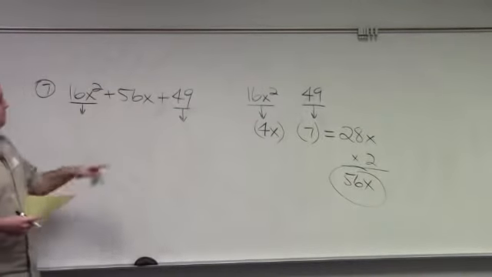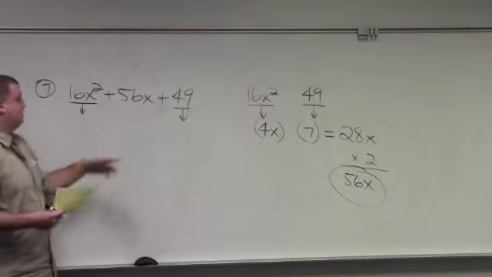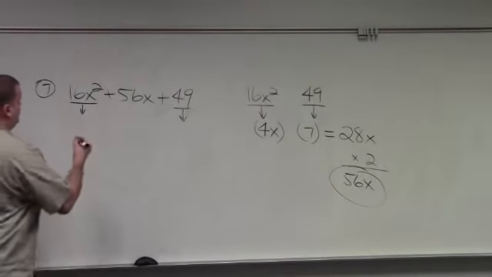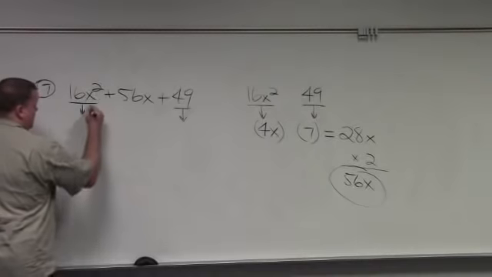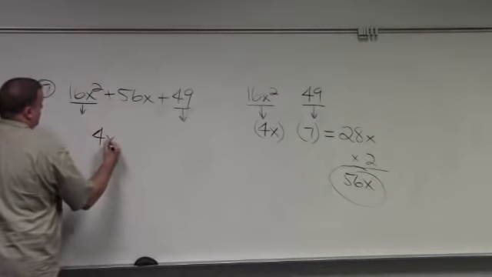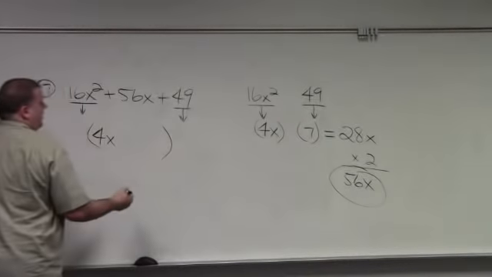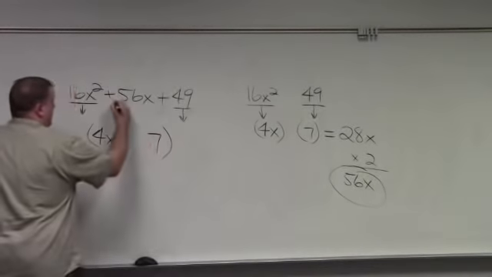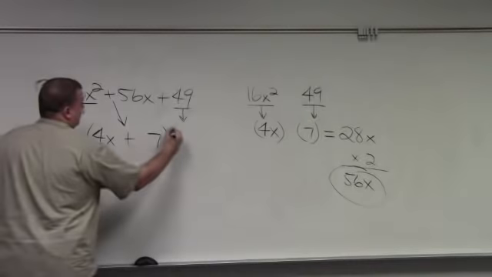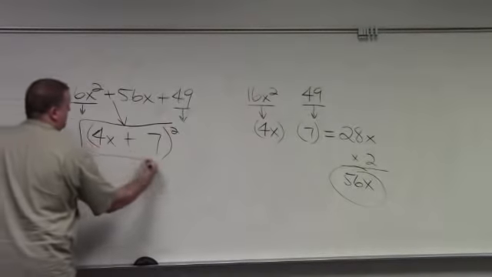So does the piece that we end up with match our middle piece? Yes. So we can use this perfect square trinomial shortcut. My answer is going to be the square root of 16x squared, which is 4x. What's the square root of 49? Plus 7. Use the sign in the middle and square it, and you are done.